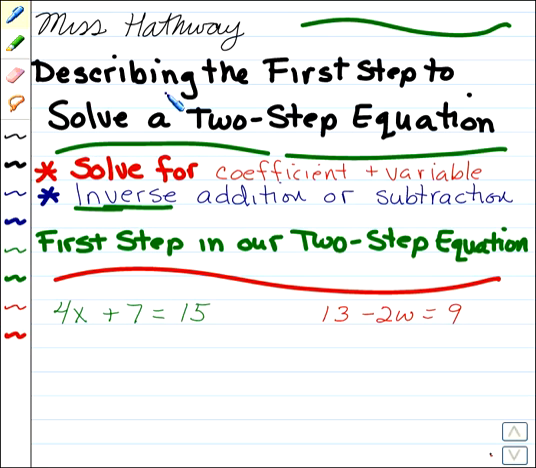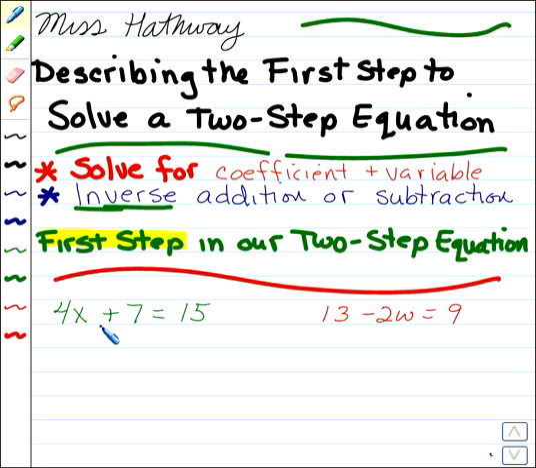I'm going to be describing to you the first step to solve a two-step equation. We are going to be solving for a coefficient and a variable, and that's called a term. What we're going to do is inverse addition, or inverse subtraction, to solve that equation. So this is just our first step, okay? A first step in our two-step equation.